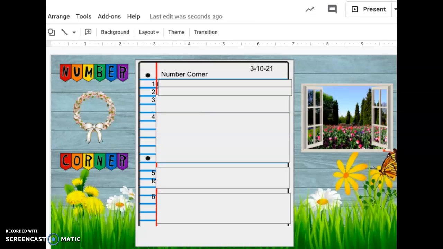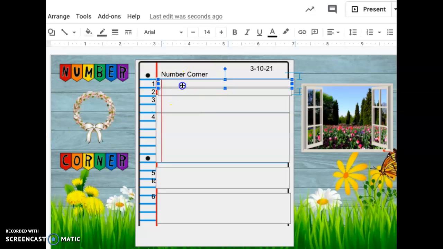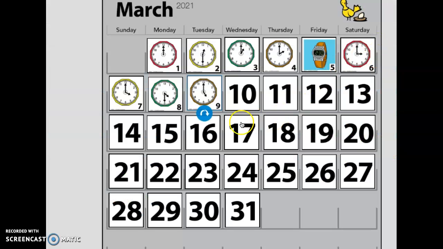Please write the date and number corner at the top of your paper. Press pause if you need more time to do that. Next to number 1, we are making a prediction about our clock. So if you look at the previous clocks, you are going to make a prediction about what we will see behind today's card. Press pause if you need more time.